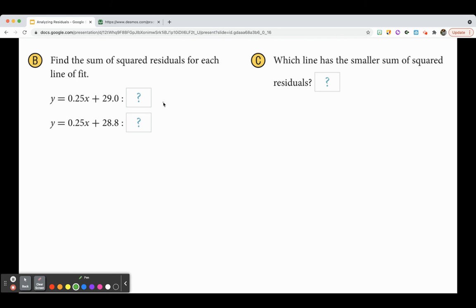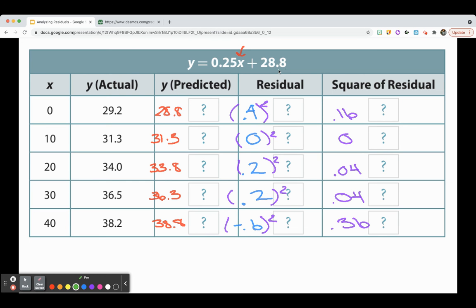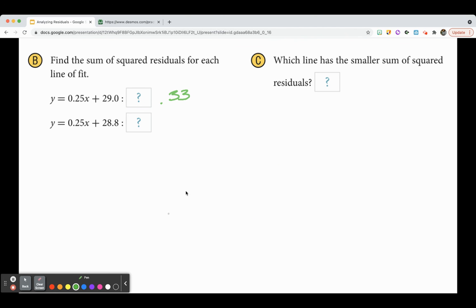So that was with my y-intercept being 29. And then next step is I'm going to go into my other line of best fit that somebody gave us, with 28.8, and I need to add that particular sum of squared residuals. Okay, and that particular sum was 0.6 whenever I added all of those together. And so on my next slide, I'm going to write 0.6. That was my sum of all of the squared residuals.